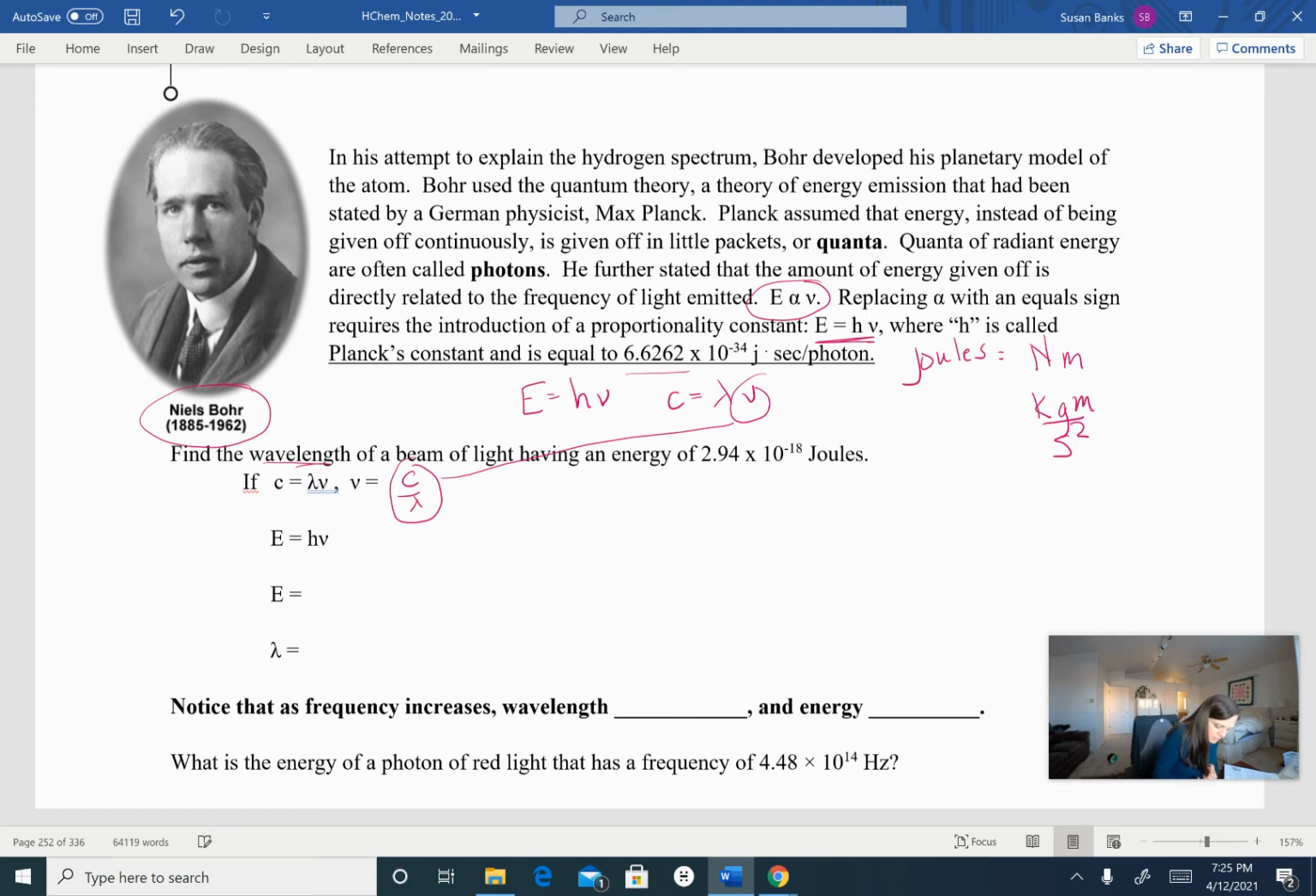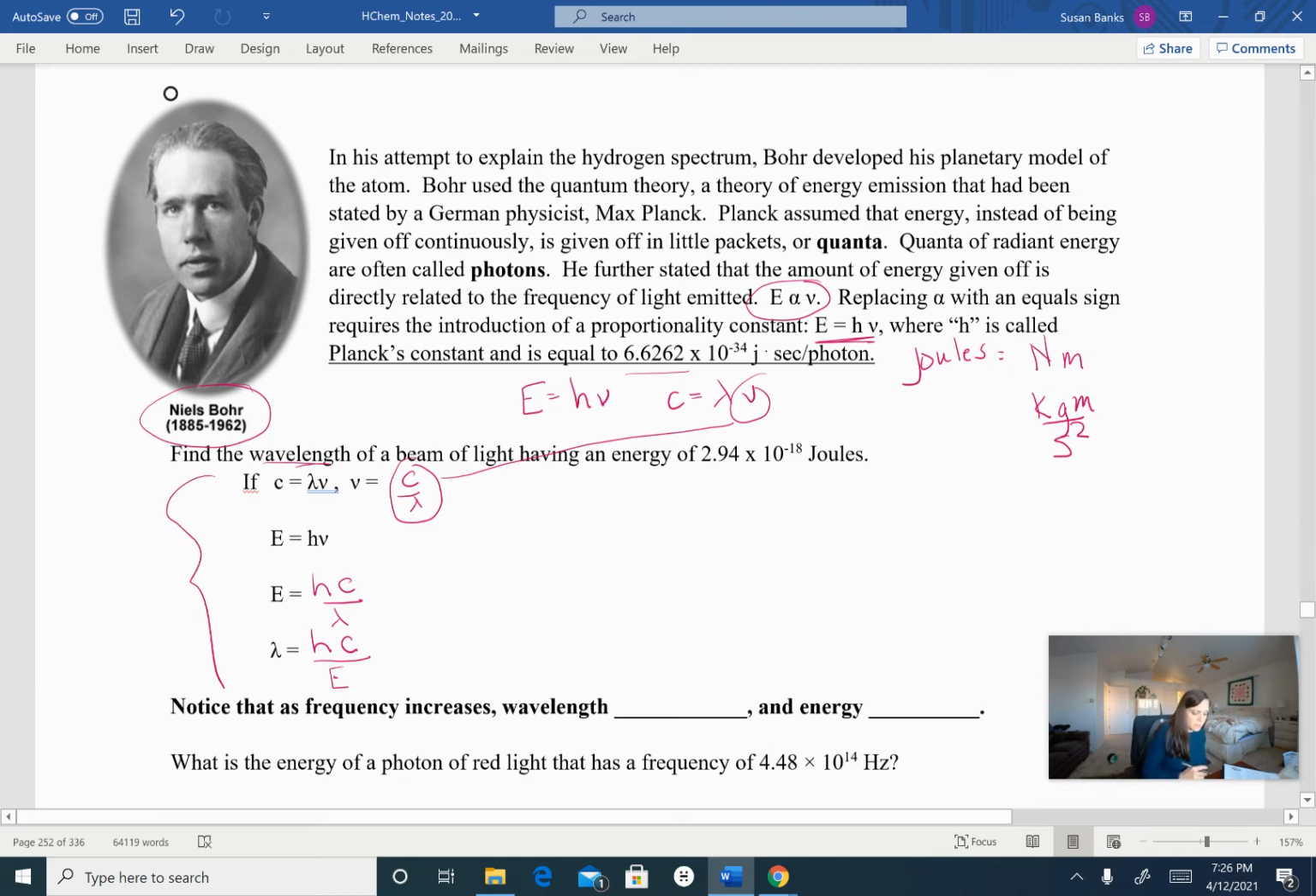So E is going to be equal to h times the speed of light divided by lambda. So if we want to isolate lambda, the wavelength is equal to Planck's constant times the speed of light, all divided by the energy of that photon. Okay, so here we derive various ways that we can use this equation by putting both of those equations together. So we can use the frequency or the wavelength and get what we need to.